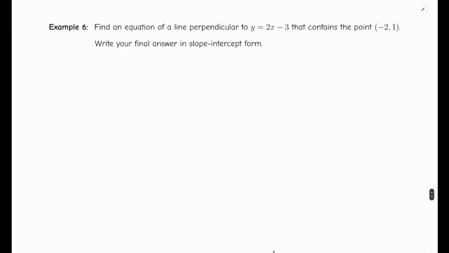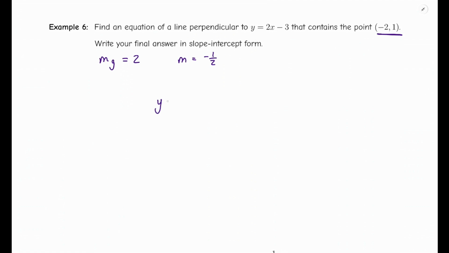Example 6. Find the equation of a line perpendicular to y equals 2x minus 3 that contains the point negative 2, 1. Well, I know the slope of the given line, I'll call that mg for the slope of the given line, is 2. So then m, or the slope of the line I'm looking for, has to be perpendicular, so negative 1/2. Then we're given the point negative 2, 1, which is not the y-intercept.